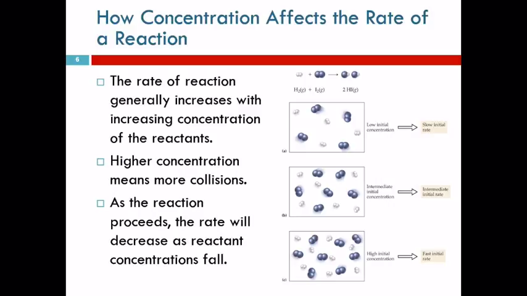Think about people in a room walking around blindfolded. Where are you going to get more collisions? The last one. If there's more people in the same space, if there's a higher concentration of people, there will be more collisions. So a higher concentration means more collisions. The rate of reaction generally increases when the concentration increases.